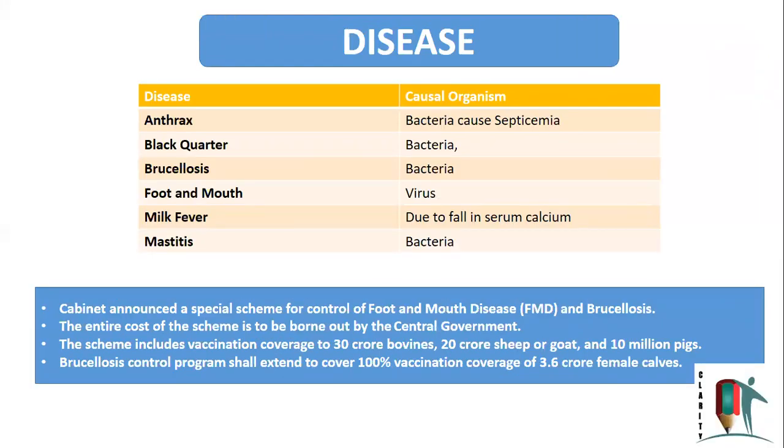Now coming on to the disease part. You only need to remember diseases and their causing agents. Foot and mouth is very important. This is caused due to virus. Maximum of them are caused due to bacteria. Just remember the classification: what is caused by virus and what is caused by bacteria.